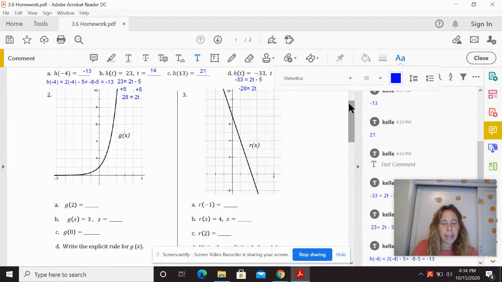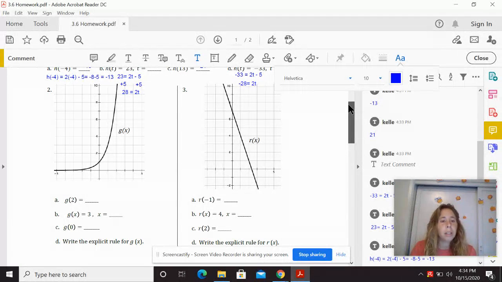For 2 and 3, you're analyzing the graph. So for 2, this is an exponential graph. You should really be good at recognizing these, or get good at recognizing exponential graphs. They're a curve like this.